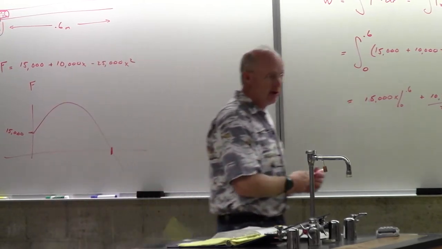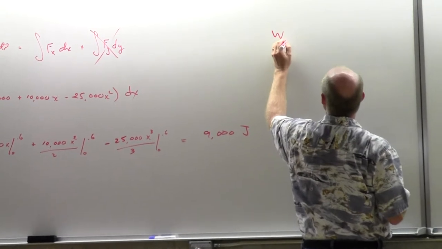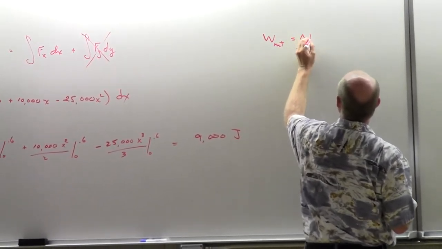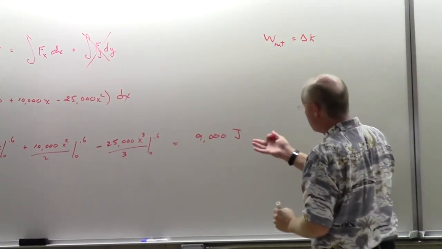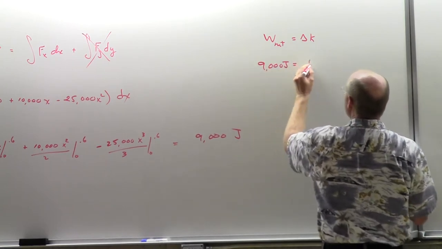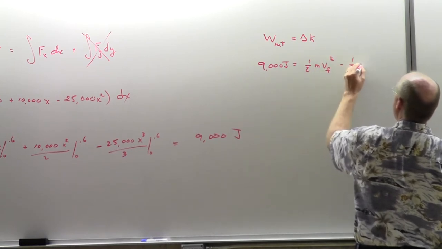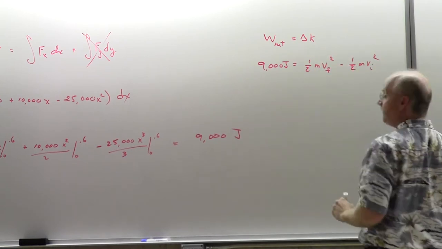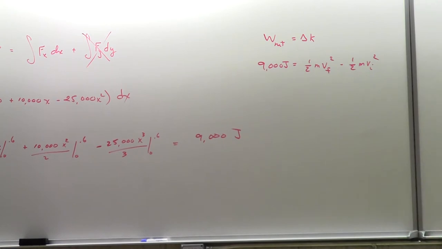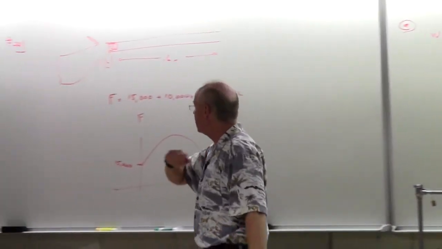Right, that's the work energy theorem. The whole idea is that the net work is equal to the change in kinetic energy. So you've done this much work, this is our 9,000 joules. It must equal 1/2 final speed squared minus 1/2 initial speed squared. And so that's why we care about work. Work leads directly to velocity.